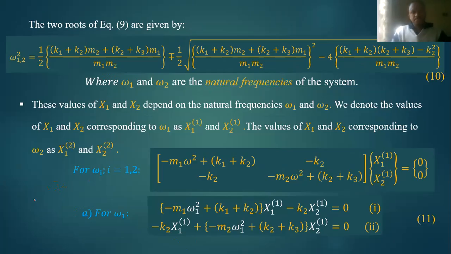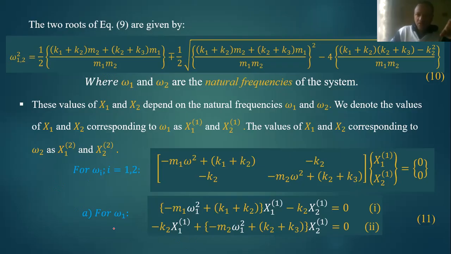Okay, so then substituting the value of omega 1 and omega 2, we can find the amplitudes of the motion in the first frequency and the second frequency. So x1 of 1 and x2 of 1 are the amplitudes of motion in the first mode of vibration, and x1 of 2 and x2 of 2 are the amplitudes of the second mode of vibration.